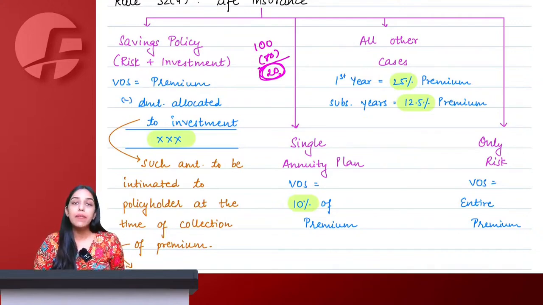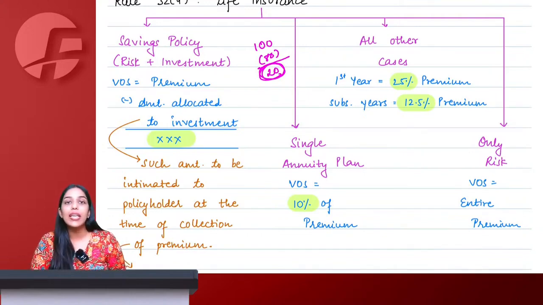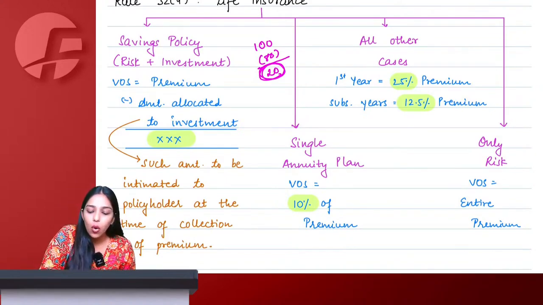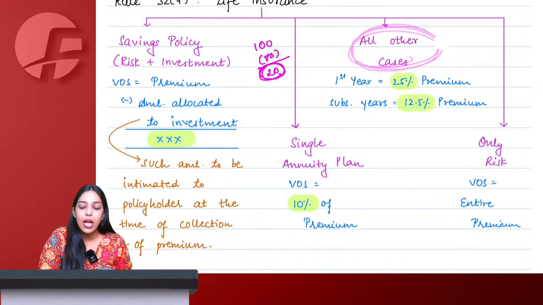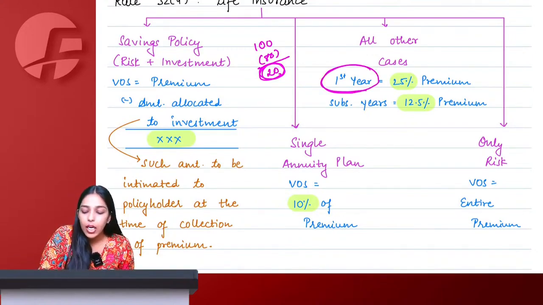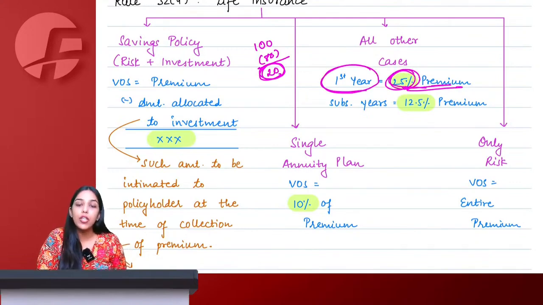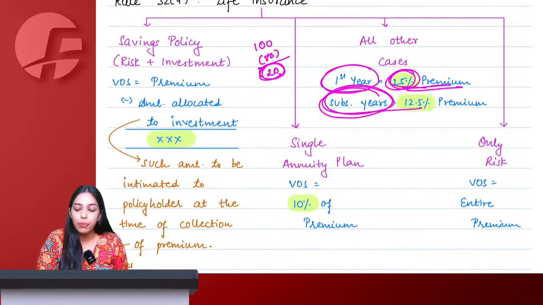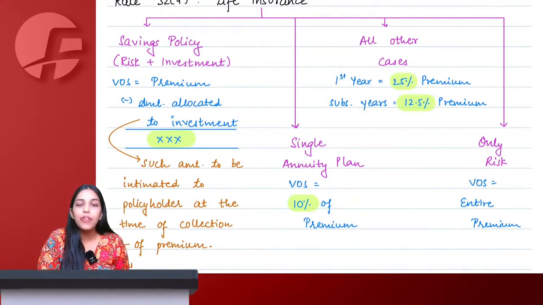But ma'am, I received the premium of 100. I actually allocated 80 to investment also, but I did not intimate this to policy holder at the time of collection of premium. Then entire 100 will go under all the other residuary cases. And in that case, all the other residuary cases say that for first year, 25% of the premium becomes value of supply, and for second and subsequent years, 12.5% of the premium becomes value of supply.